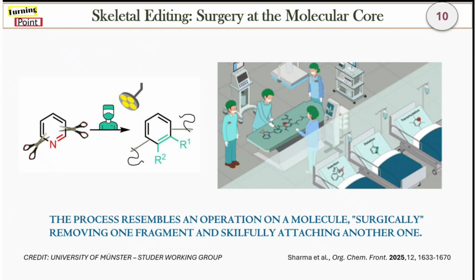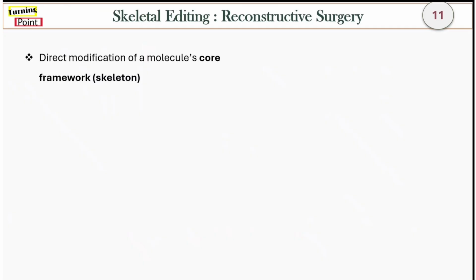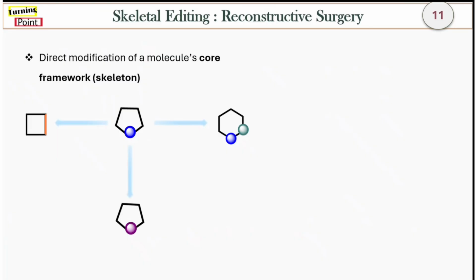So now what is this skeletal editing? In our second generation of editing, that is skeletal editing, we start modifying the molecule's core framework, like the skeleton of the molecule. Let's suppose this is a 5-member ring present in our complex molecule, but we want to modify this ring. Instead of 5-member, we want to modify it to 4-member, or to 6-member, or let's suppose we just want to change only this atom. This blue atom we just want to replace with this purple atom. All these types of editing are known as skeletal editing.